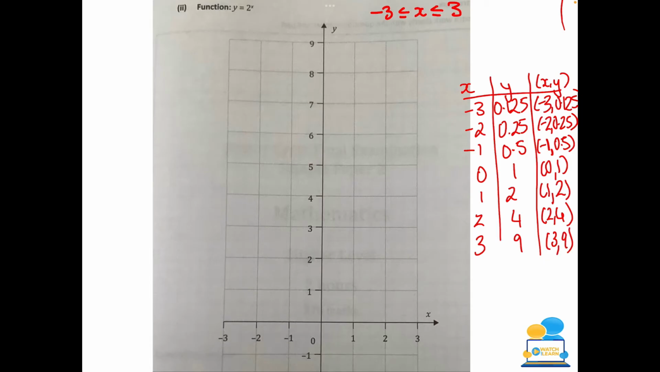So now let's plot these. So I go across to -3 and up to 0.125. Obviously, it's very hard to tell where that is, so we're just going to make sure that it doesn't hit our x-axis. Same with the -2, 0.25. -1, we have 0.5, so go about halfway up. 0, 1. We have 1, 2 then. 2, 4. And 3, 8.